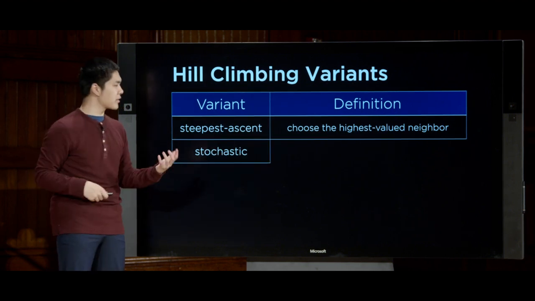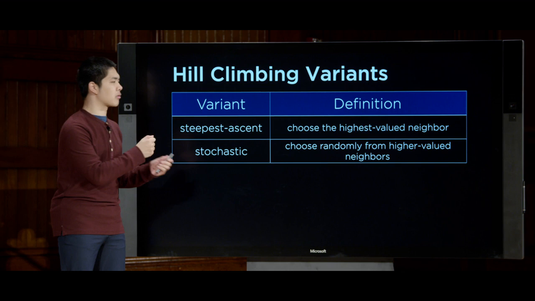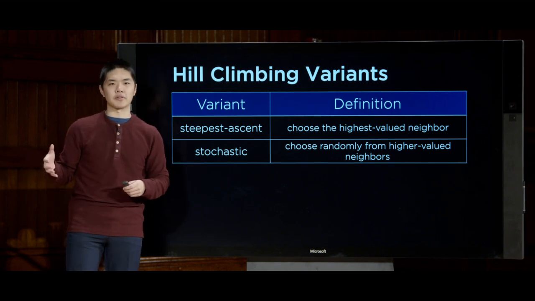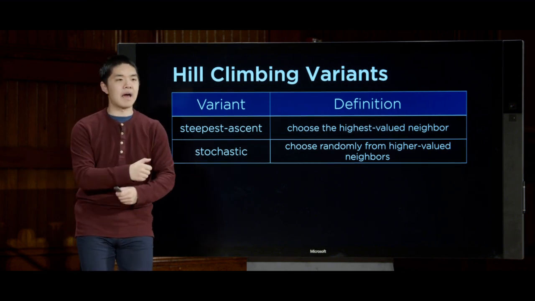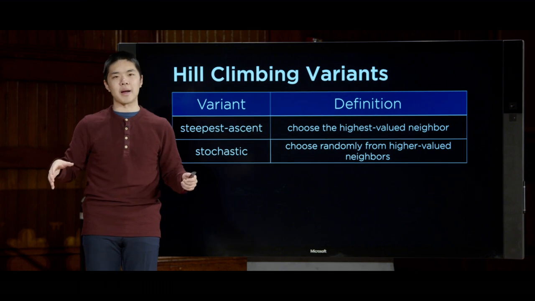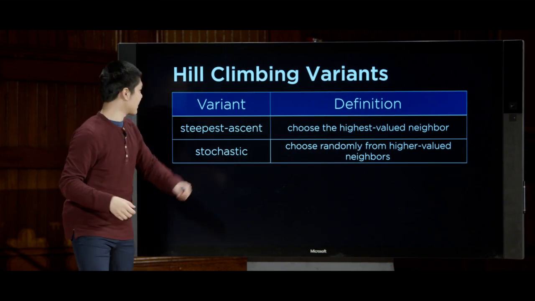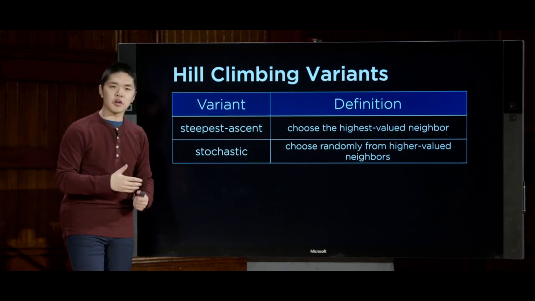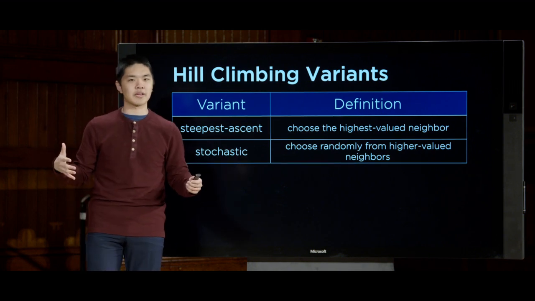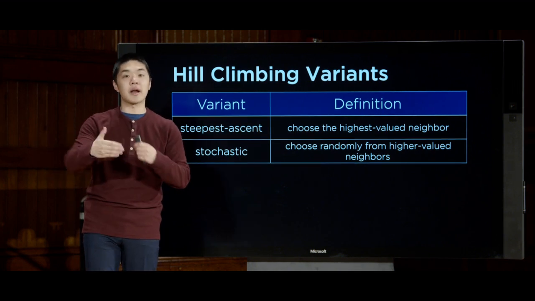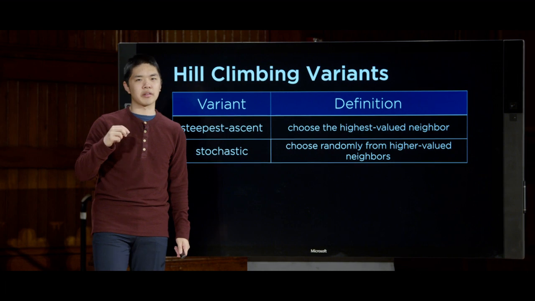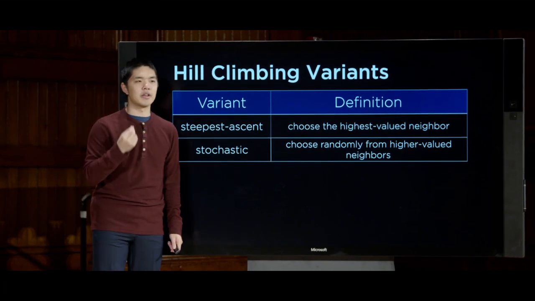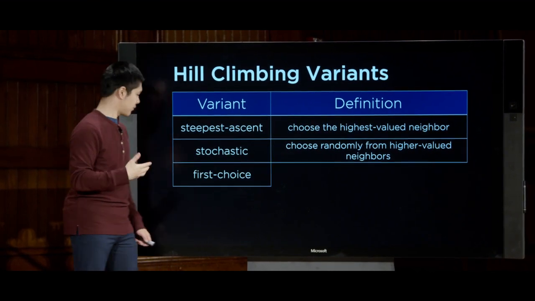One is known as stochastic hill climbing. And in this case, we choose randomly from all of our higher valued neighbors. So if I'm at my current state and there are 5 neighbors that are all better than I am, rather than choosing the best one, as steepest ascent would do, stochastic will just choose randomly from one of them, thinking that if it's better, then it's better, and maybe there's a potential to make forward progress, even if it is not locally the best option I could possibly choose.